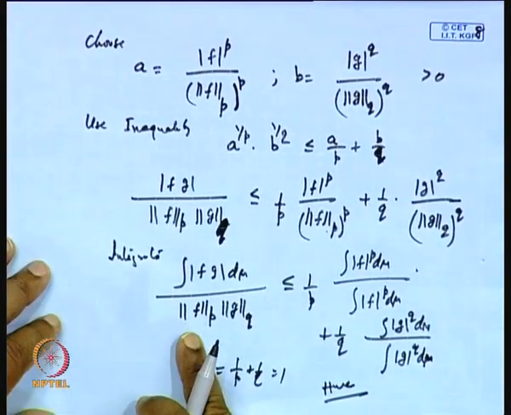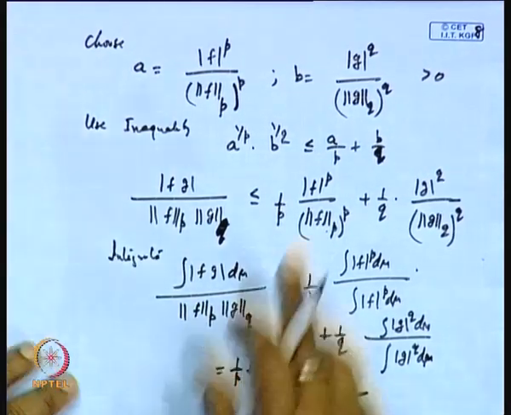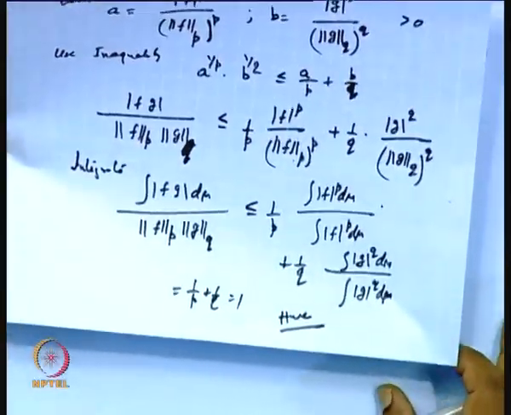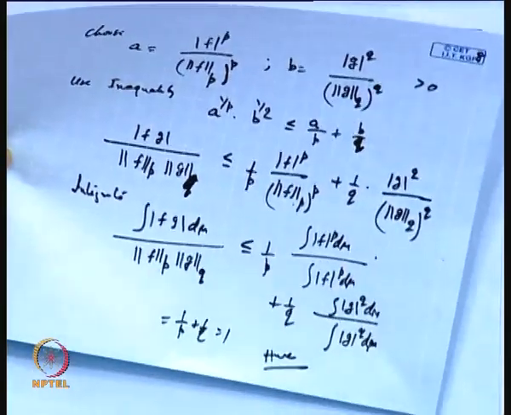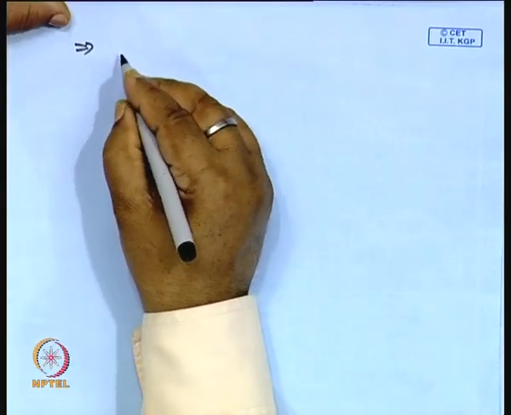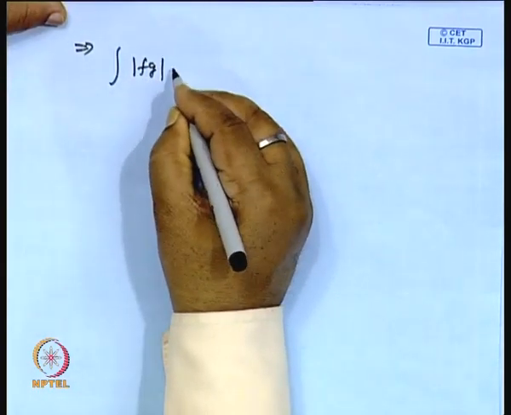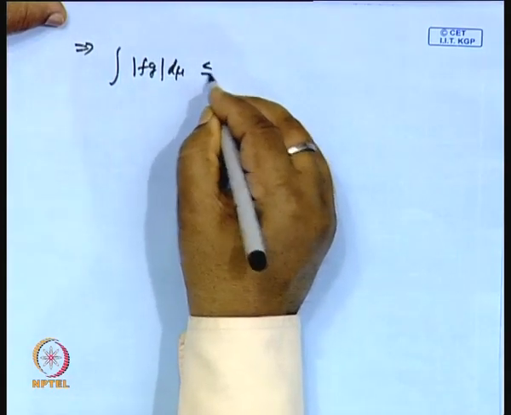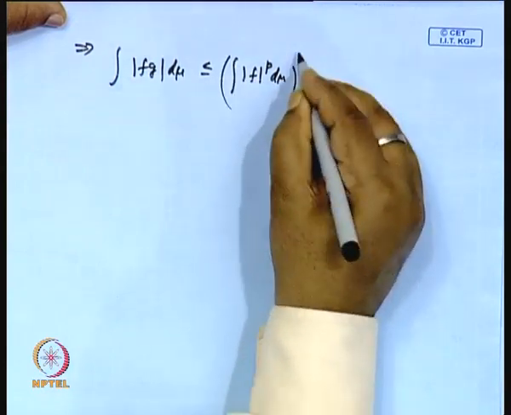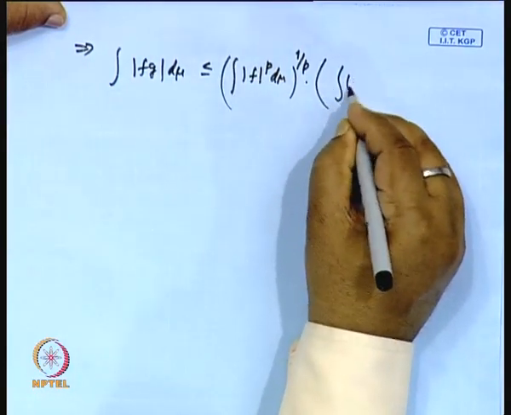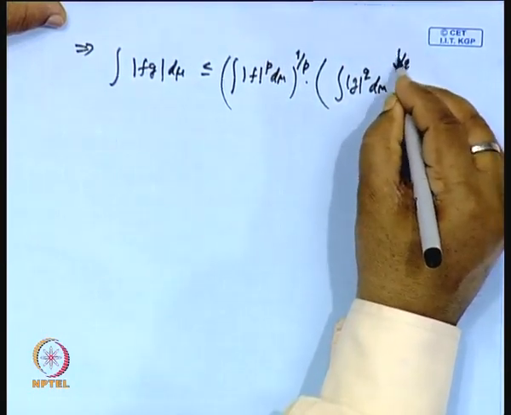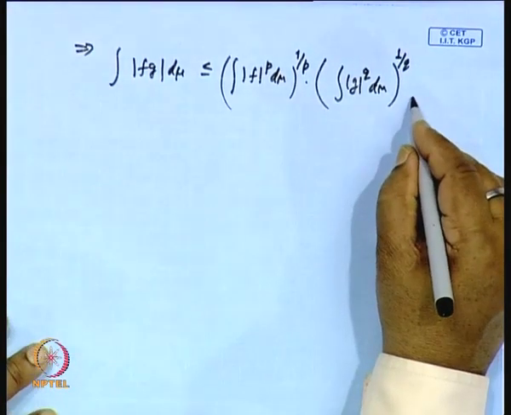So, integral of fg is less than or equal to norm f suffix p, norm g suffix q, and that is the same as this. Okay. So, we prove this Holder's inequality. Now, when does this equality hold? So, we get from here integral mod fg d mu is less than or equal to integral mod f to the power p d mu power 1 by p into integral mod g to the power q d mu power 1 by q. Okay. So, Holder's proof.